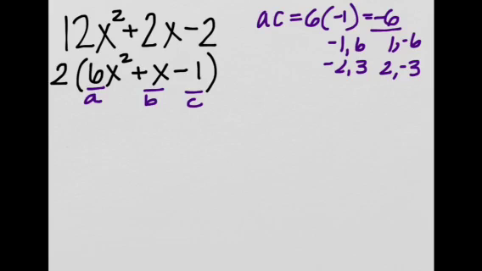We want to find which of these factors combine to give us our B. Our B here is 1. So it's going to be negative 2 plus 3 gives us our 1.